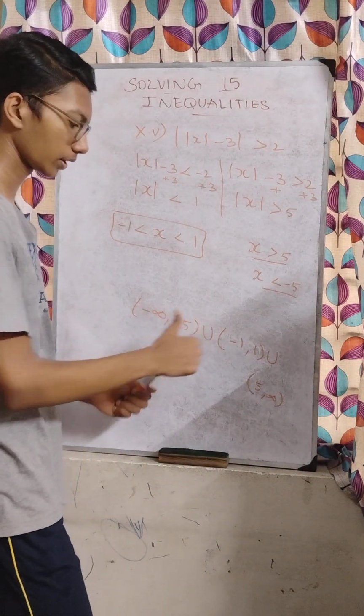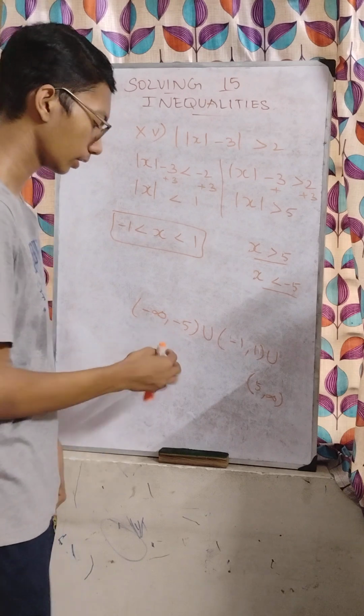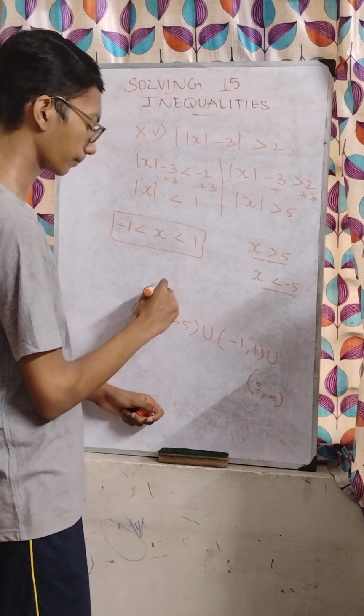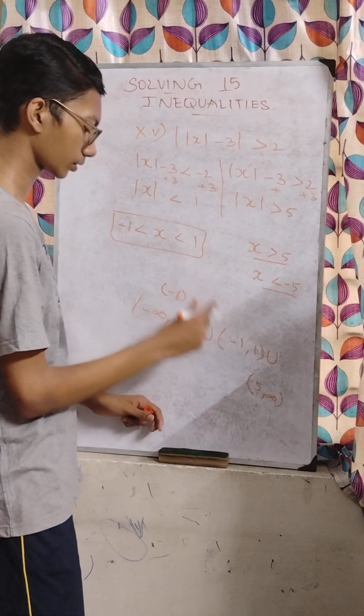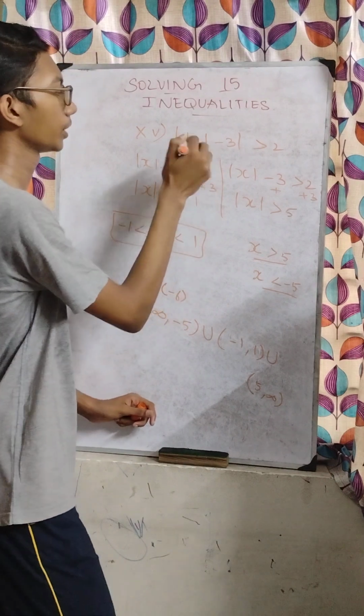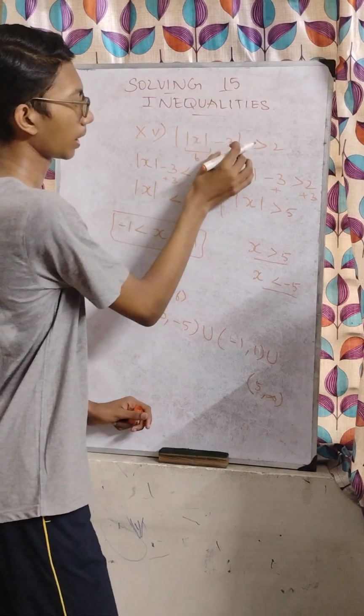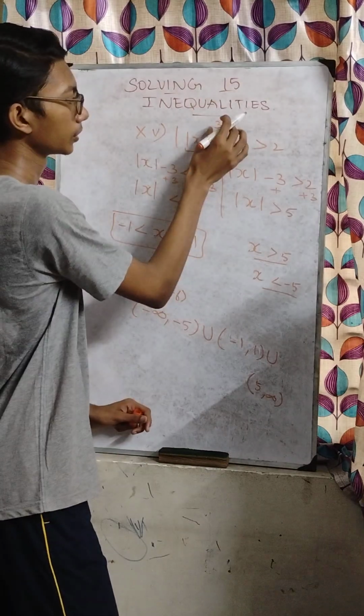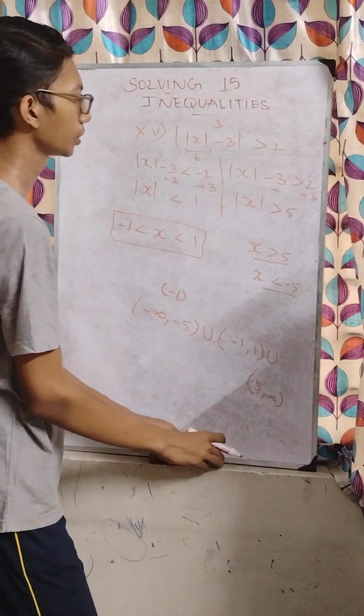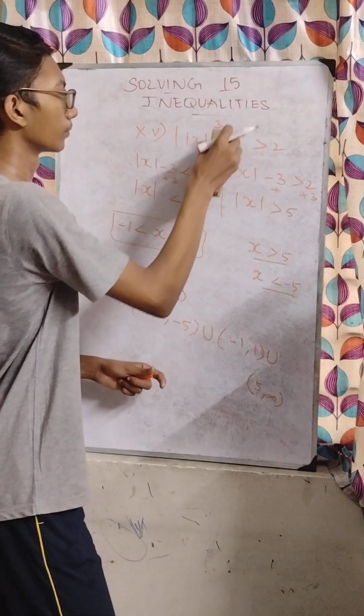Now we can substitute some values and check. First we'll take a number from here. Let's take minus 6. So if we substitute here, this will become 6. Now 6 minus 3 gives 3. 3 is greater than 2. So this satisfies.